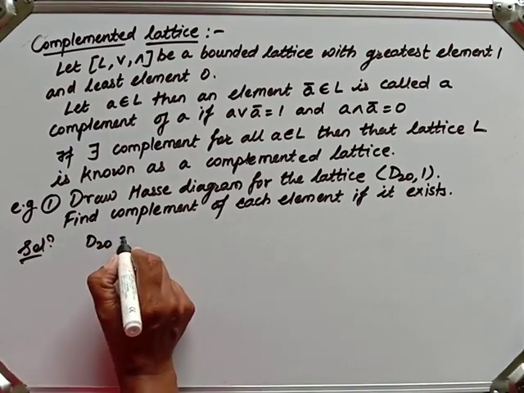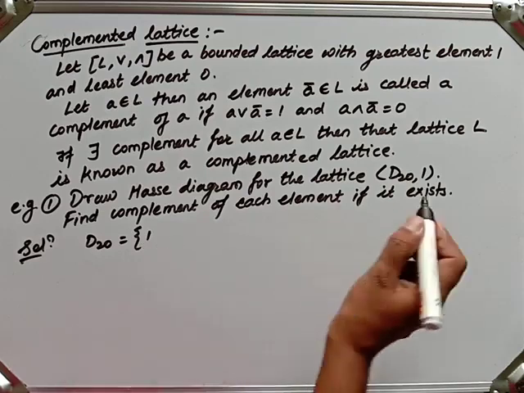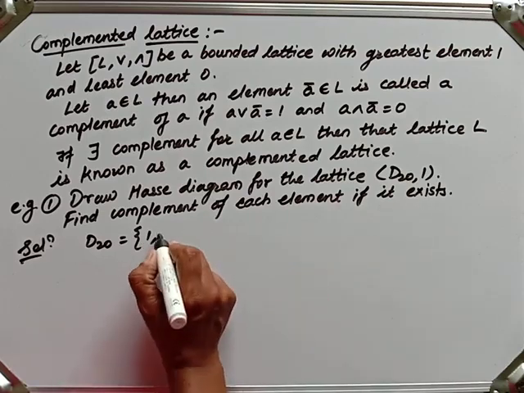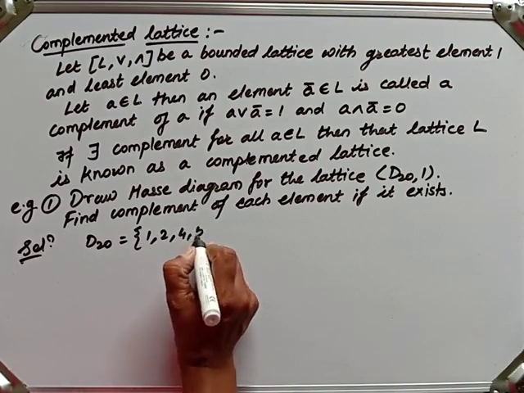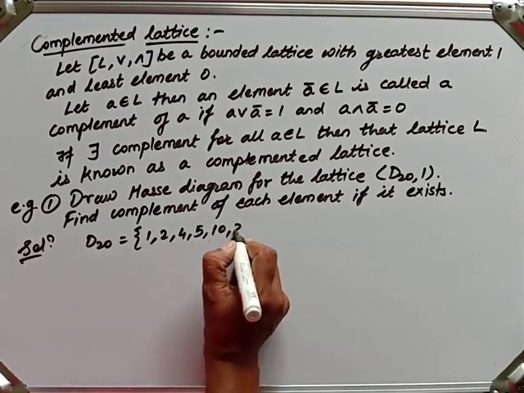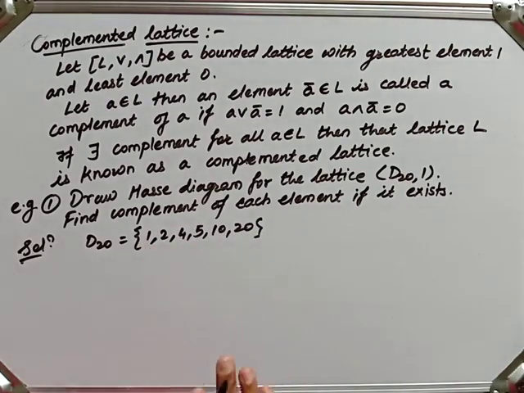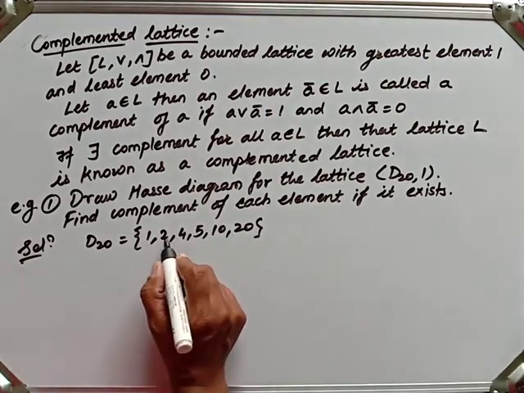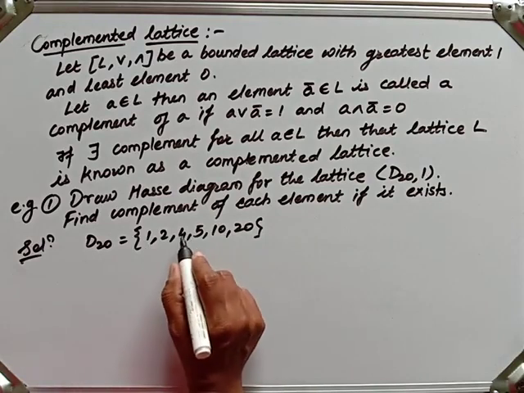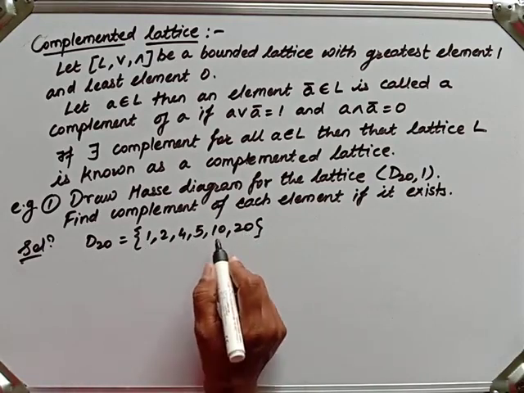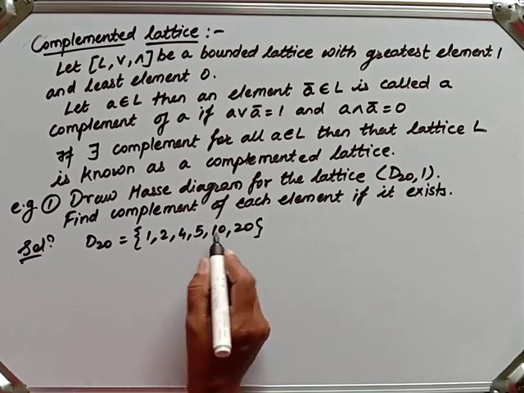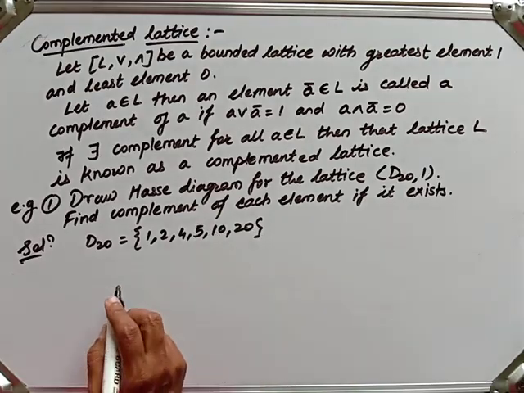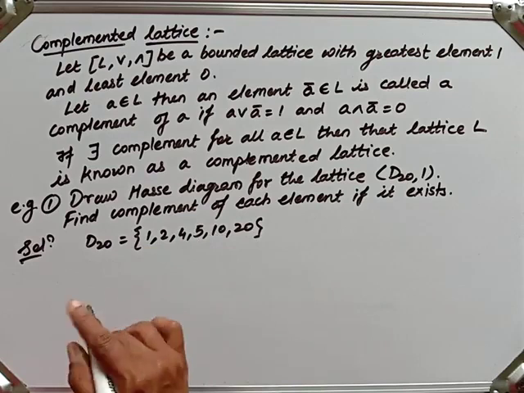D20, with division, means we have to collect all divisors. So 1, 2, 4, 5, 10 and 20 are the elements. Now with divisibility, 1 is a divisor of everyone, 2 is a divisor of the even ones, 4 is a divisor of 20 only, 10 is also a divisor of 20 only, and 5 is a divisor of 10 and 20 here. Fine, and transitivity will hold.